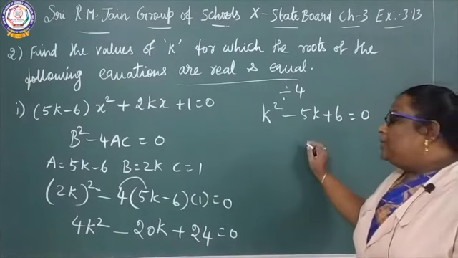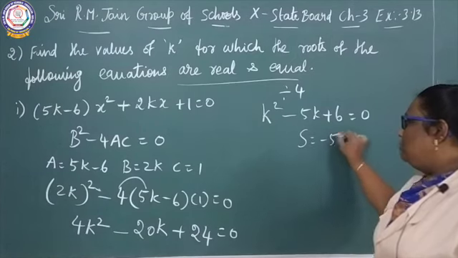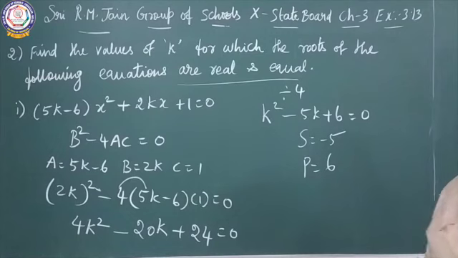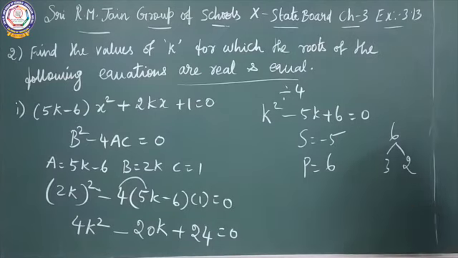See, what is the sum here? Sum equal to minus 5. What is the product here? Product equal to 6. Possible values you can write, you can factorize. 3 2s are 6. Minus 3 minus 2 gives minus 5. Minus 3 into minus 2 equal to 6.